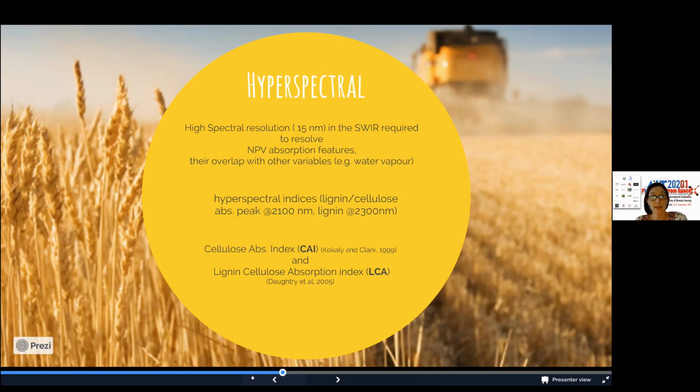So there are again some spectral indices, and most of them exploit the lignin cellulose absorption peak at 2.1 micrometers and the lignin one at 2.3 micrometers. So the most common ones are the cellulose absorption index and the lignin cellulose absorption index.